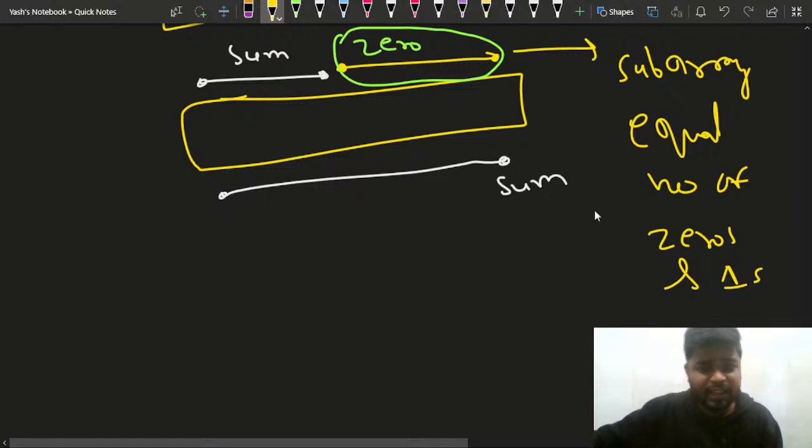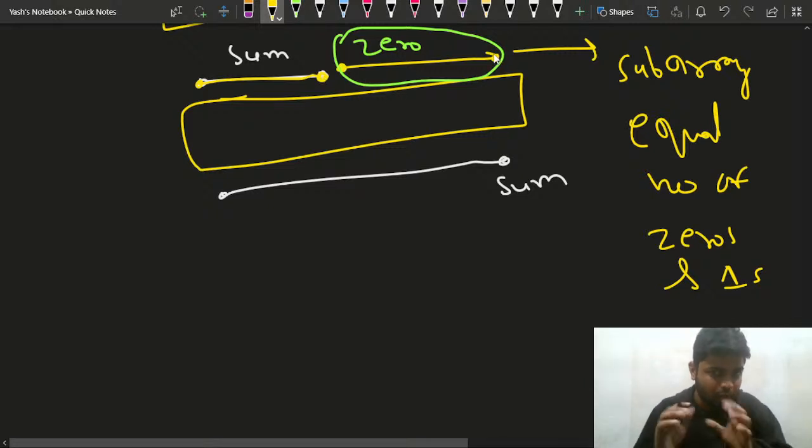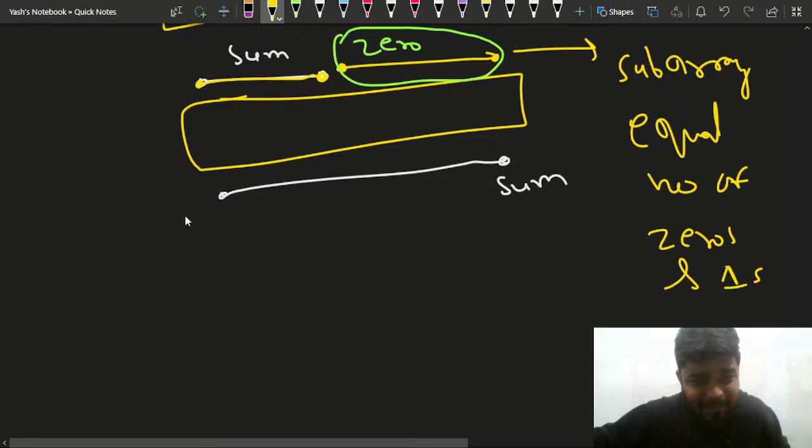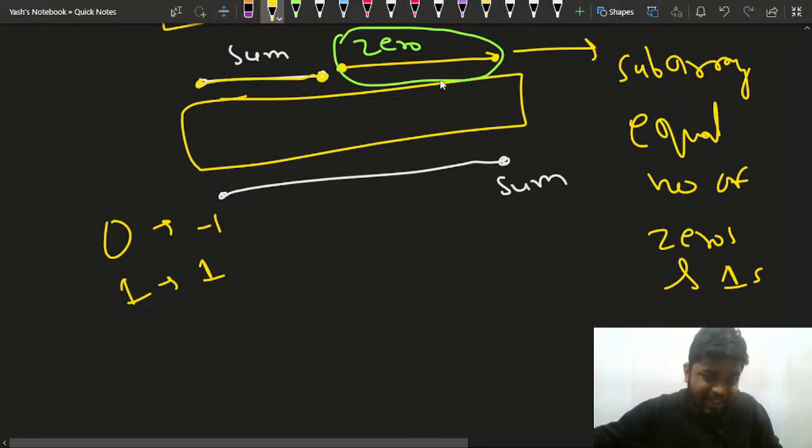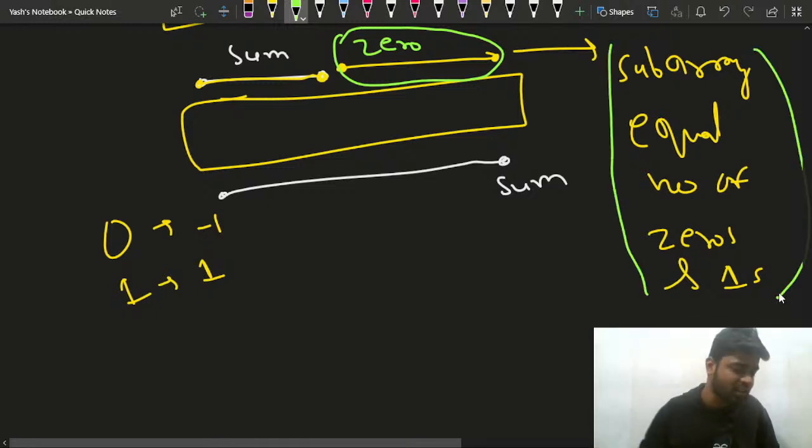Can I say this? If this much subarray is 0, as I've concluded, if the sum from this part till this part is sum, and the sum of this part till this part is also sum, so that means the overall sum of this much part is 0. And that means that since I was representing 0 with -1 and 1 with 1 only, that's why I'll get a sum 0 here. So if I'm getting a sum 0, that means this particular internal subarray will have equal number of zeros and ones. Do you agree with me?